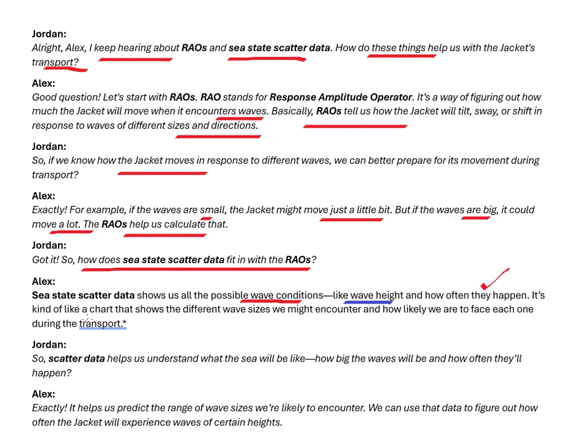It's kind of like a chart that shows us the different wave sizes we might encounter and how likely we are to face each one during the transport. So the scatter data helps us understand what the sea will be like. Is it a very big sea or a small sea, with a very big wave height, and how frequently will it come? It tells us how big the waves will be, and how often they happen.